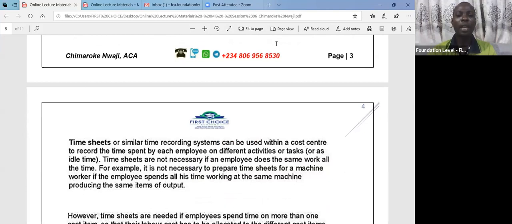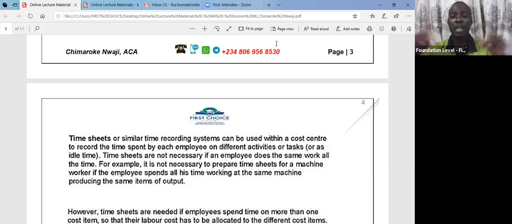Timesheets can be used within a cost center. When you are using payroll, you are differentiating cost centers. So you can identify direct labor in cost center A, direct labor in cost center B, indirect labor in cost center A, indirect labor in cost center B. But timesheets can be used within just a cost center to record the time for each employee on different tasks. For example, you are doing task A.